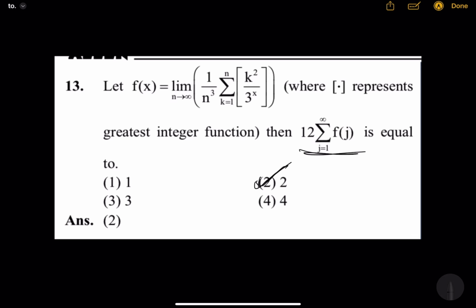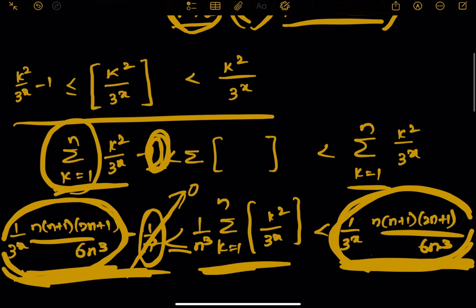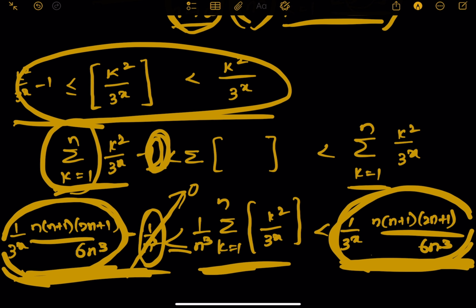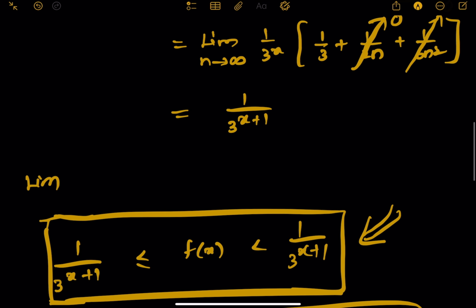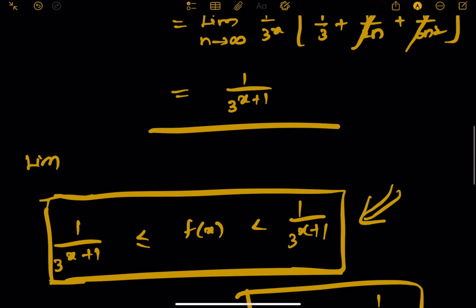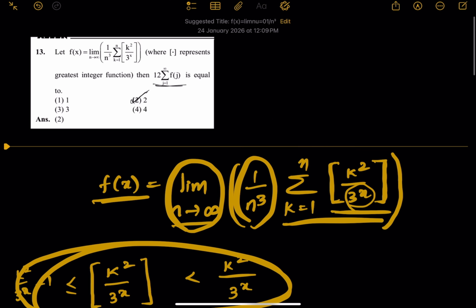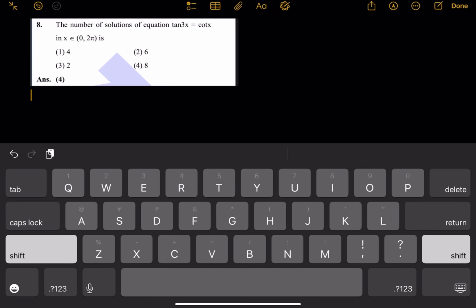So you should never forget these basics, like the basic definitions of functions and the basic methods of evaluating the values for limits. All right, so that's all for this question. Let us move ahead. Now this is our next question. You just have to find the number of solutions of tan 3x is equal to cot x.